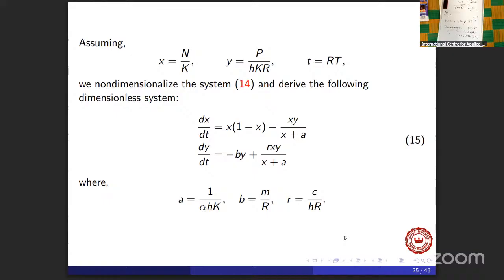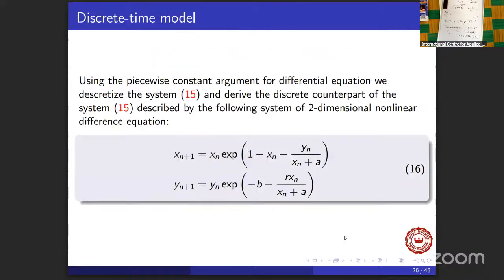If the system is non-dimensionalized, the nature of the system does not change. If we take any model and non-dimensionalize the system, the system gives the same result as the original one. Now we try to solve the system. Go to the next slide. From the model system, we converted it to a differential equation with piecewise constant argument, and we get the following system of equations.